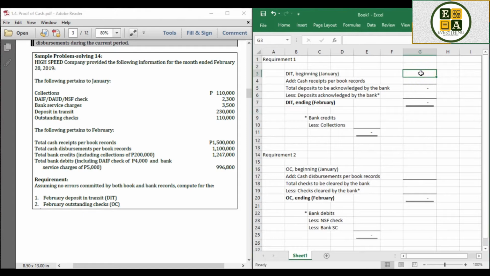So, ito yung magiging solution format natin to solve the requirements. So, unahin natin yung deposit in transit for requirement 1. So, hanapin yung deposit in transit beginning or yun yung nagpe-pertain sa January. We have there 230,000. So, ilagay dito, we have 230,000. Then, add ka ng cash receipts per book records. Hanapin si cash receipts per book records. Ito, 1,500,000. So, ilagay dito.